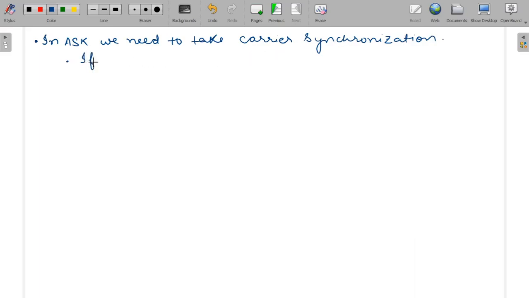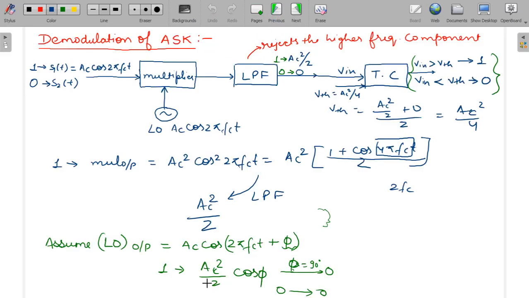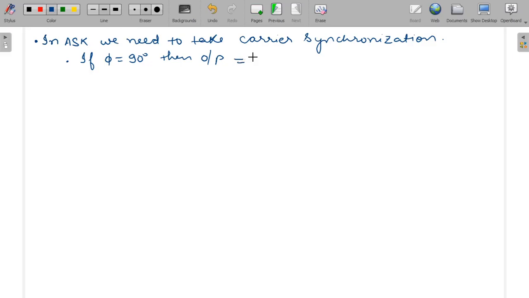But if phi is equal to 90 degrees, then what will be the output? Output will be Ac squared by 2 cos phi, so it will be 0. So output will be 0. This effect is known as quadrature null effect. So ASK is affected by the quadrature null effect.